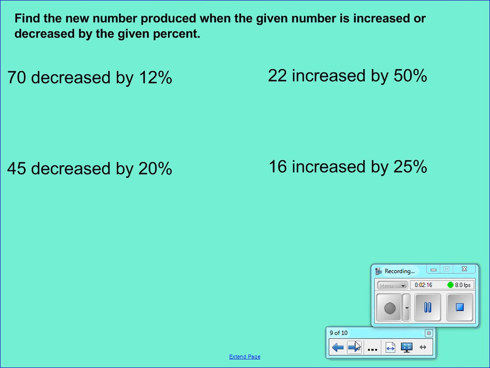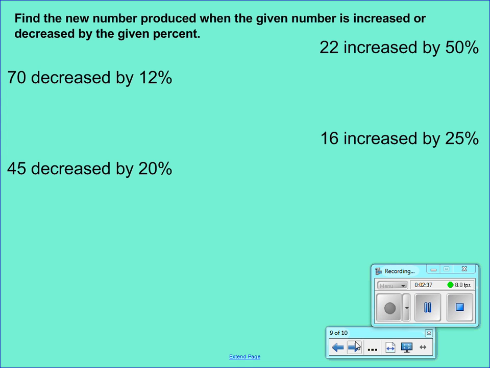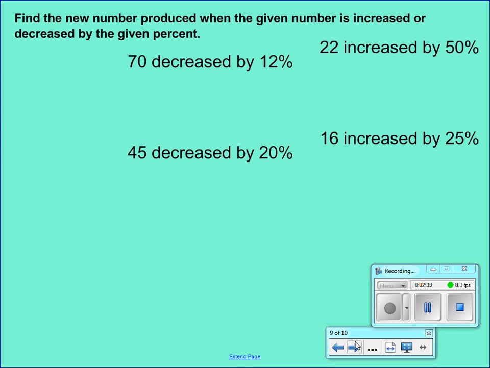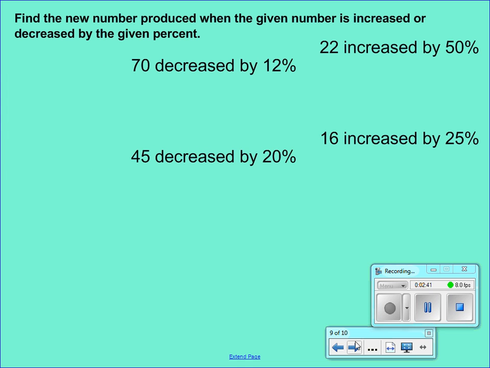All right, next problems. Find the new number. So instead of decreasing by a number now, we're going to be decreasing by a percentage, right? And we're finding the new number when the given number is increased or decreased by the given percent. Okay, so we want 70 decreased by 12%. So we're going to do very similar steps here. We're going to find that increase or decrease first. So we know that we had a decrease by 12%.